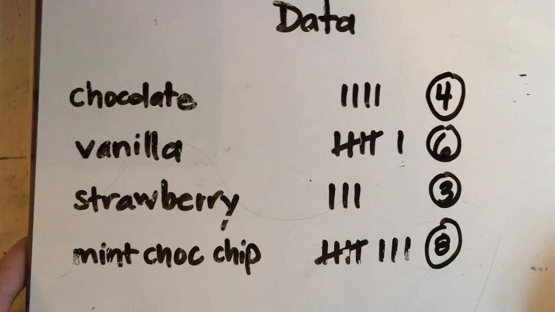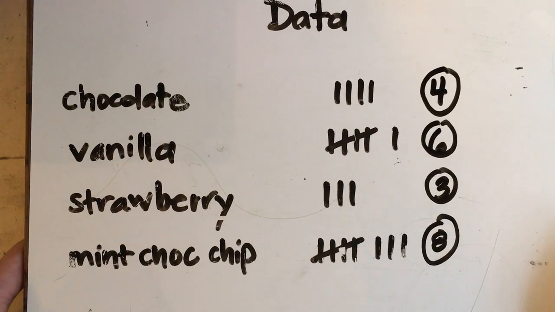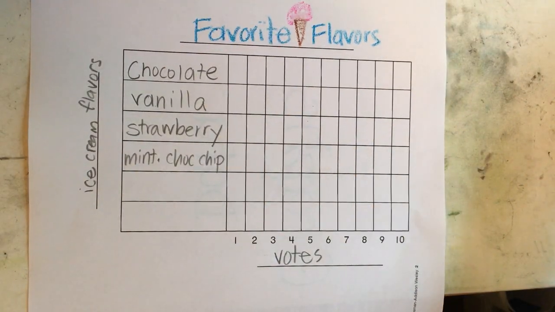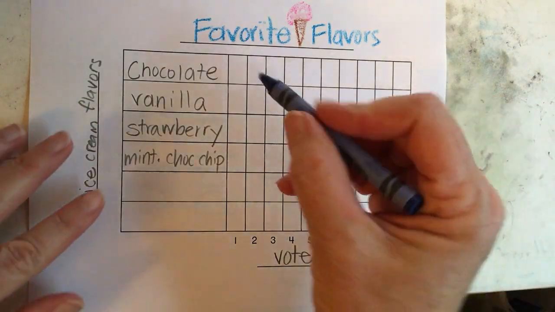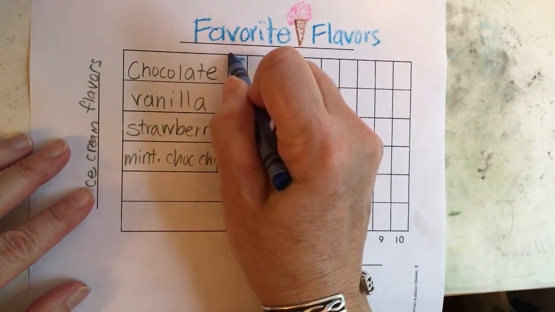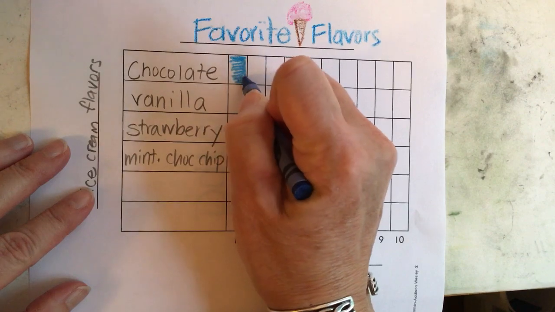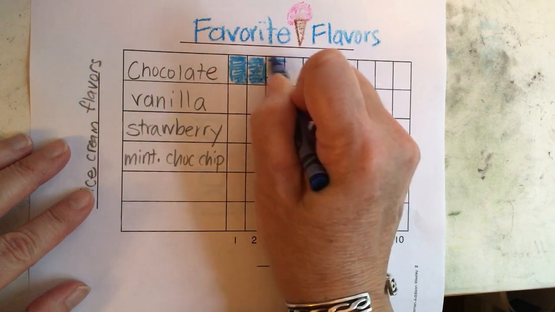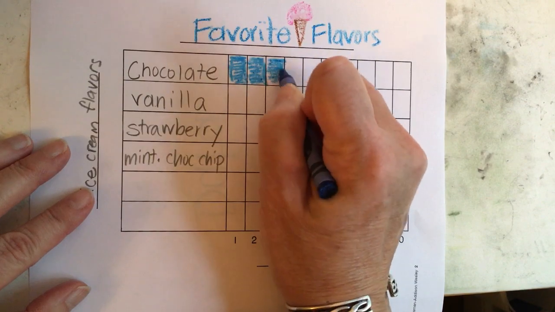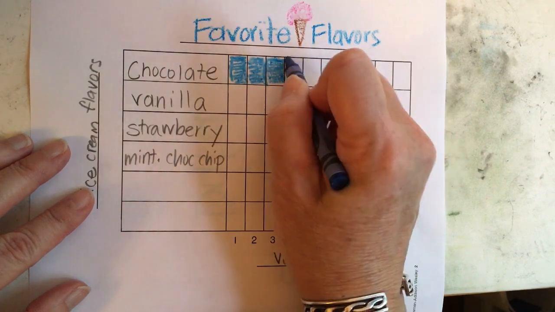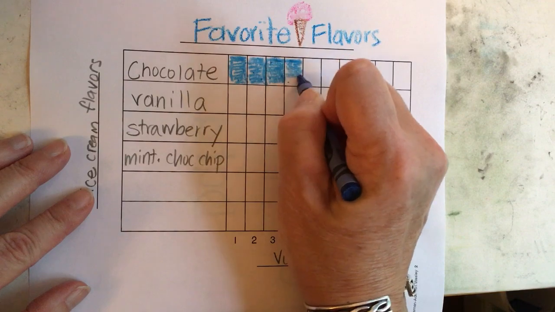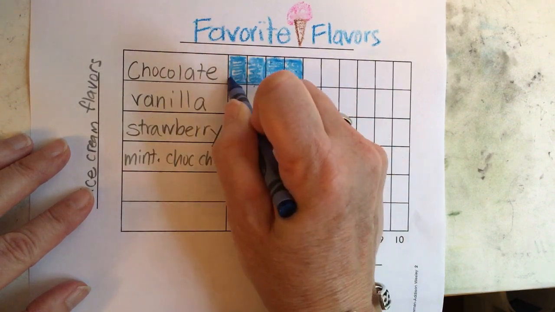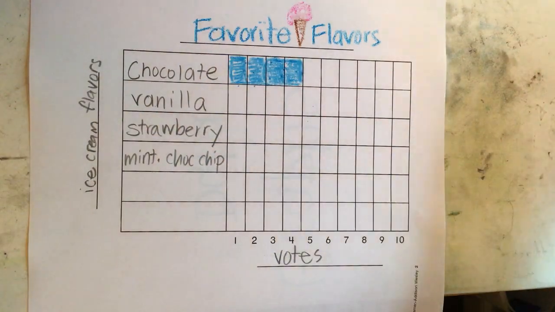So how many people voted for chocolate? Yep, 4. So that means that beside the word chocolate, I need to fill in 4 boxes to represent those 4 votes. And you see how instead of going vertically, making a tall bar graph, I'm going to make a horizontal or long bar graph. It's going to go across the page. All right, there are my votes for chocolate.